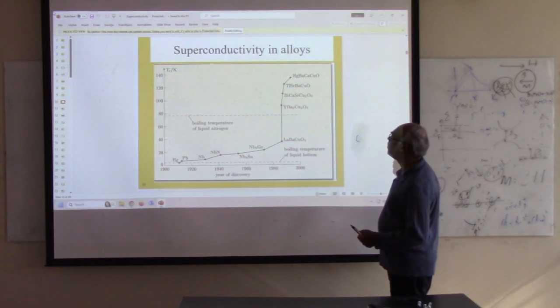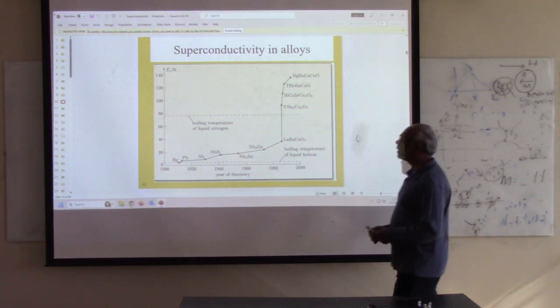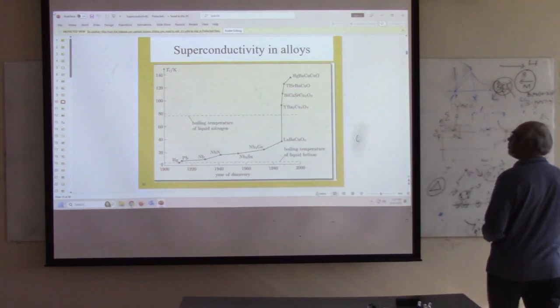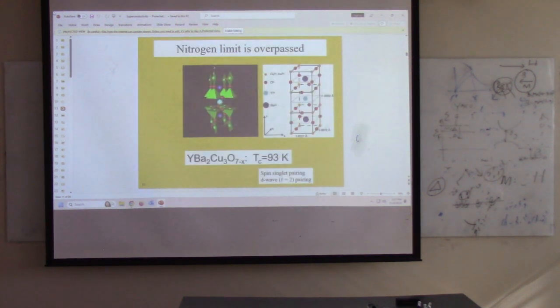So still it hasn't happened. Still there's a hope. So now I think the record is something like 200 Kelvin, but under some pressure. A lot of effort. Now I think the effort has kind of gone down. So that's why this YBCO superconductivity happened.